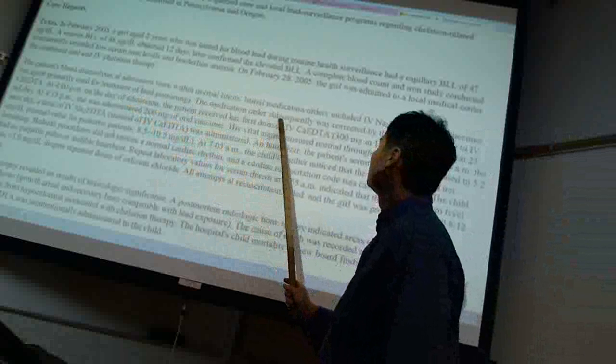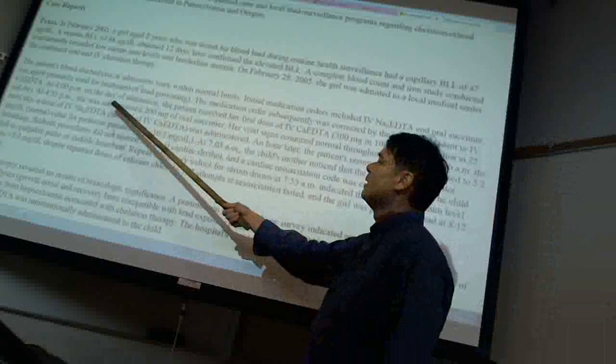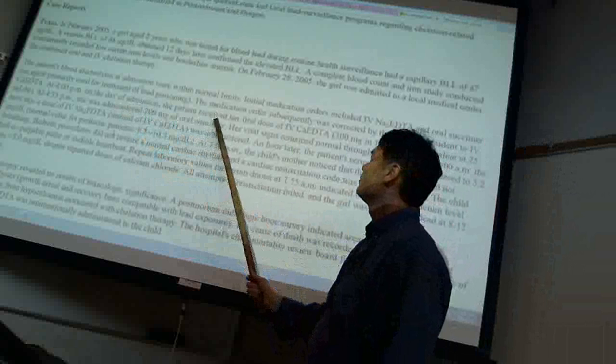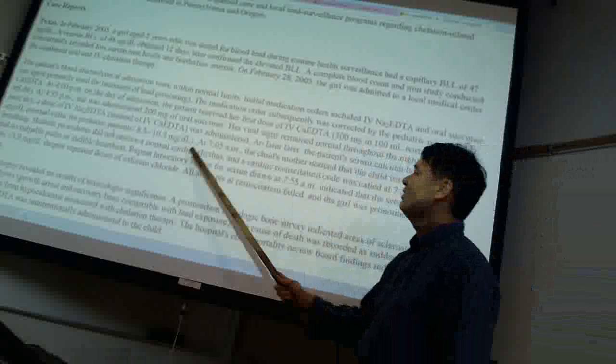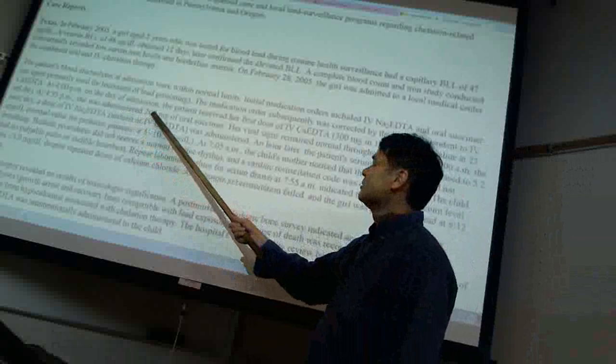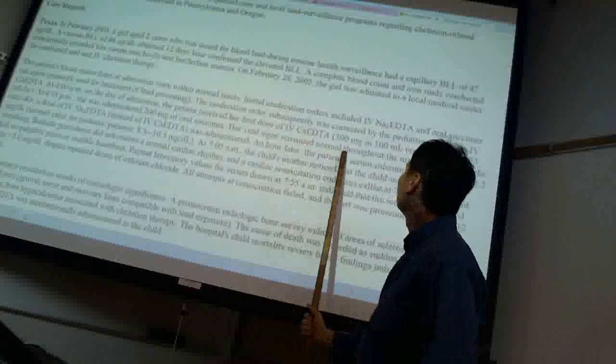The medication order subsequently was corrected by the pediatric resident to intravenous calcium EDTA. At 4 p.m. on the day of admission, the patient received her first dose of intravenous calcium EDTA, 300 milligrams and 100 milliliters. At 4:35, she was administered 200 milligrams of oral succimer. Her vital signs remained normal throughout the night.